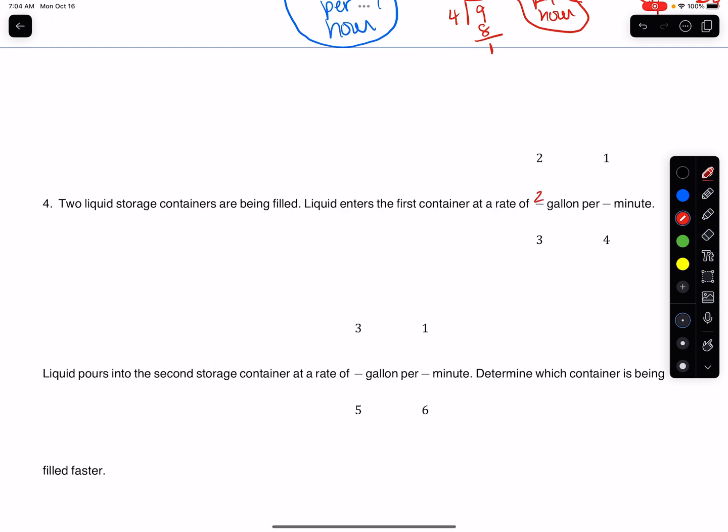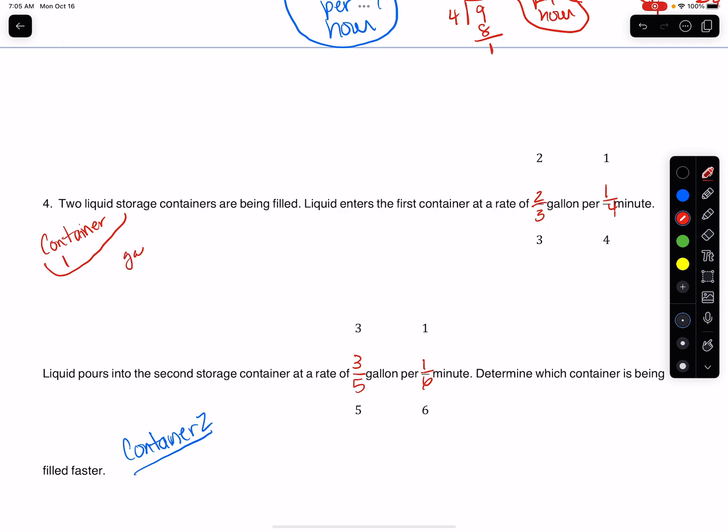Look at how this is 2/3, but when it came across, 1/4. And then the second one is 3/5 of a gallon per 1/6 minute. All right, let me read it. 2 liquid storage containers are being filled. Liquid enters the first container at 2/3 of a gallon per 1/4 minute. So container 1, and then we'll have a container 2. And it looks like yours printed off better, so you don't have all this extra space, but just work it on the space that you have.